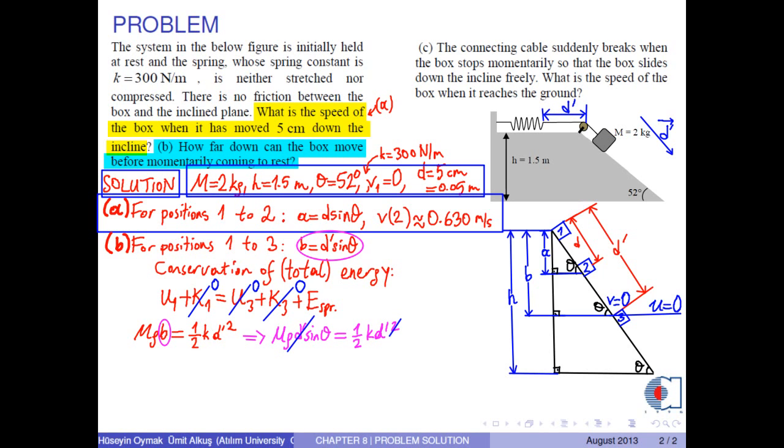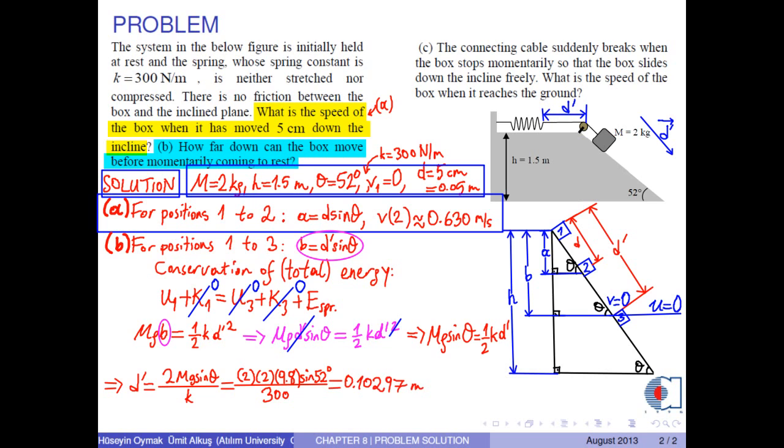d prime is common at both sides, so we obtain... From this equation, we get an expression for d prime as... Insert the numerical values into this equation. Therefore, you get 0.10297 meters, or approximately 10.3 centimeters in 3 significant figures.